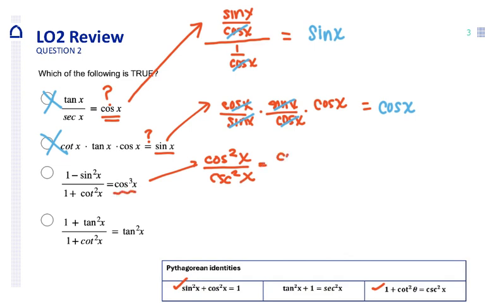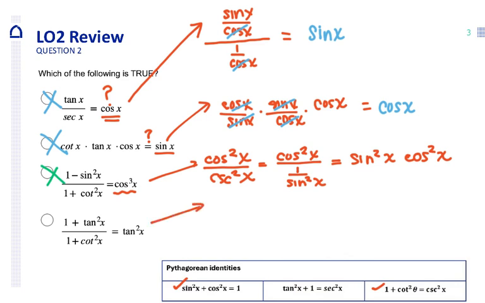Well, leave the cosine squared x on the top. On the bottom, cosecant squared is 1 over the sine squared x. So in fact, this would be sine squared x cosine squared x, which no matter what we do, we can never make this equal to cosine cubed x. So we'll say no to that one. So let's hope the last one works.